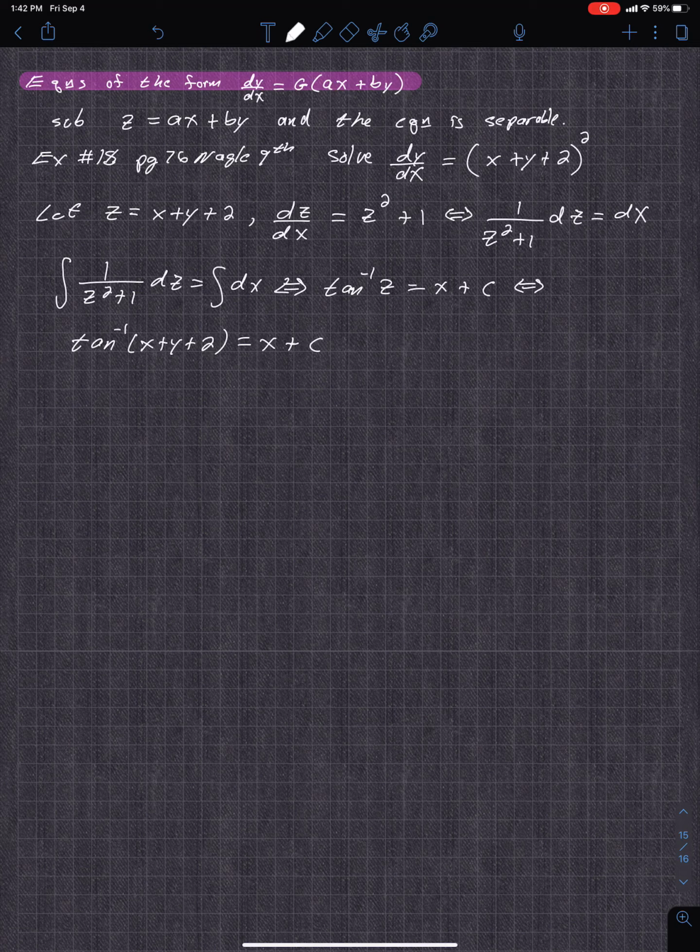From there, well, this is tan, so I'm looking at my work. Okay, so then we end up getting that x plus y plus 2 is equal to tangent of x plus c. Okay, so from there you can solve for y and have an explicit solution. So y is equal to tangent of (x plus c) minus x minus 2. And that's our explicit form.